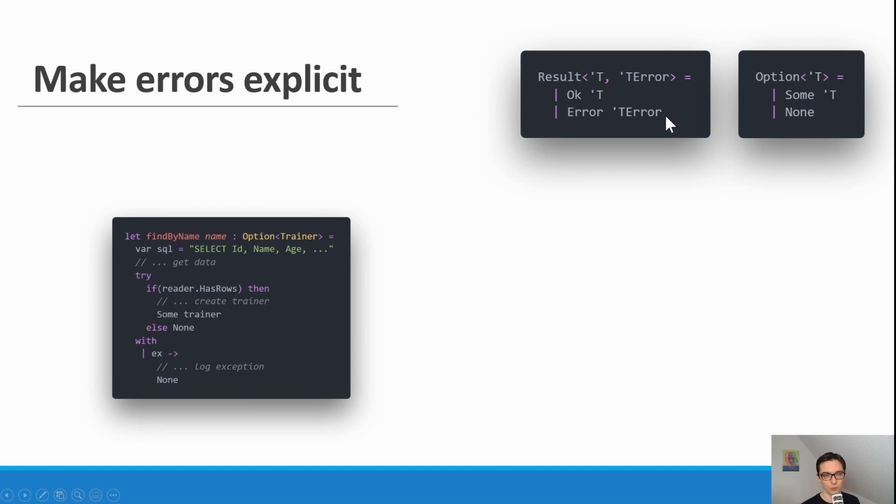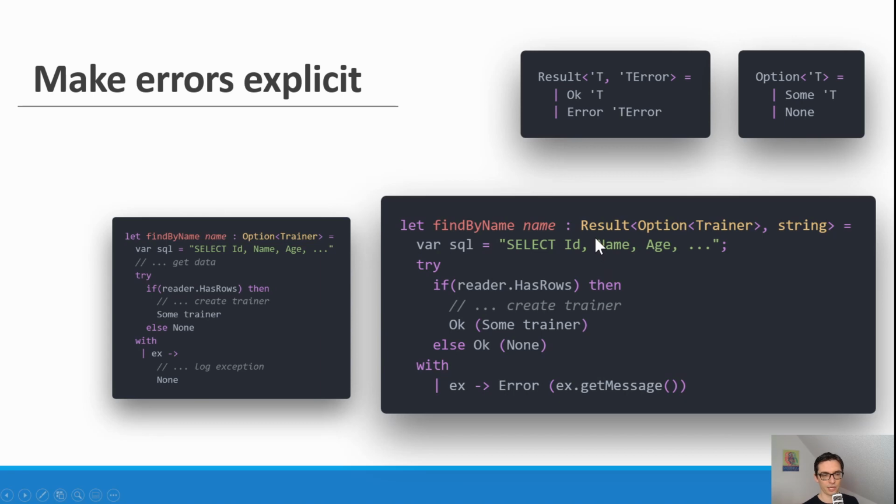And if we don't have a value, or if there was actually an error in our application, we can wrap this in another type. So in our case, we could say, okay, now we have a result of option of a trainer and a string. This looks a bit bloated, but it's really nice because we say, okay, if the reader has some rows, so if everything worked okay, we say OK, and then we put some trainer in there.